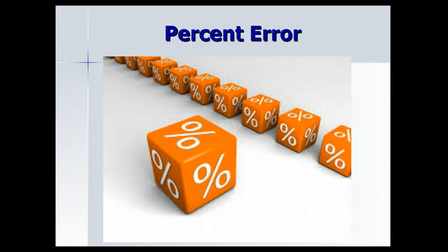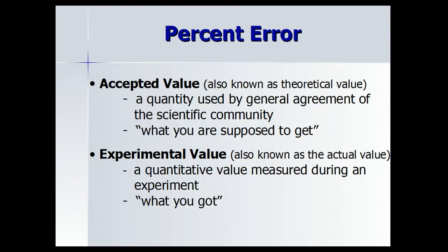Okay, in this video we're going to talk about percent error. In percent error, you're going to calculate how far you are from where you're supposed to be. So you're going to need two values. The first value you need is the accepted value. This is also known as a theoretical value. It's a quantity used by the scientific community as the general agreed upon answer. So it's what you're supposed to be getting, okay?